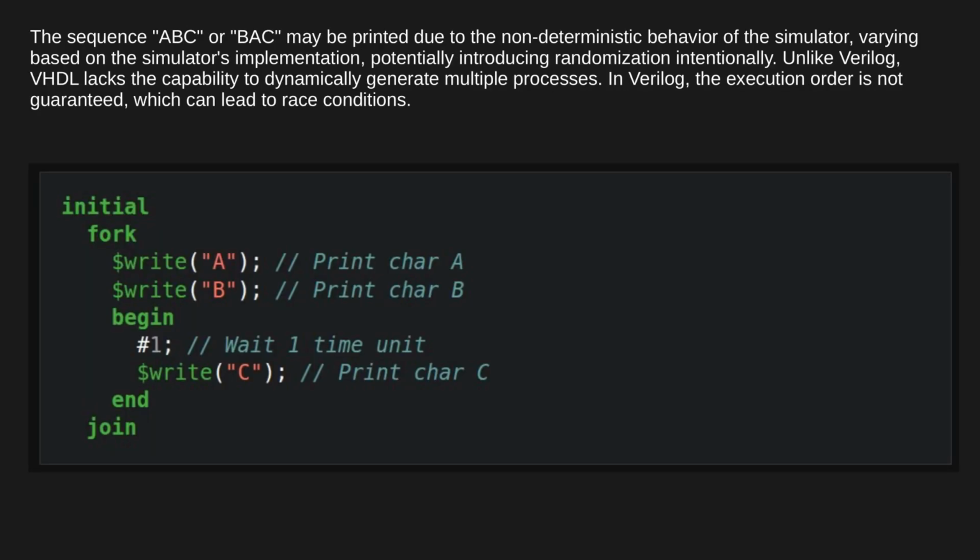The sequence ABC or BAC may be printed due to the non-deterministic behavior of the simulator, varying based on the simulator's implementation, potentially introducing randomization intentionally. Unlike Verilog, VHDL lacks the capability to dynamically generate multiple processes. In Verilog, the execution order is not guaranteed, which can lead to race conditions.